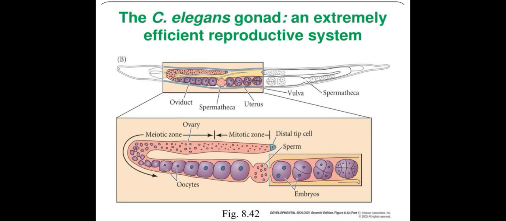Caenorhabditis elegans. The C. elegans gonad, an extremely efficient reproductive system. Oviduct, spermatheca, uterus, vulva. Ovary, here you could see the meiotic zone, mitotic zone, distal tip cell, sperm, oocytes, embryos.